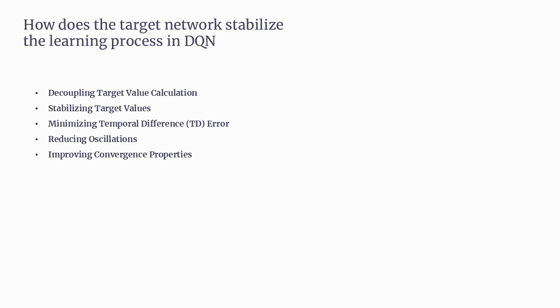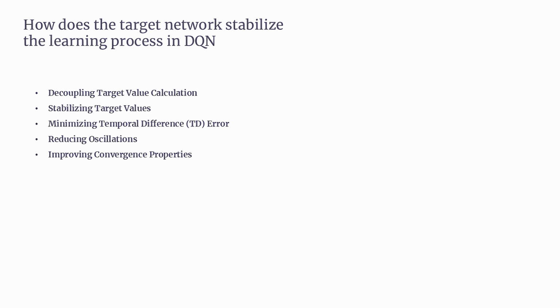The fifth, improving convergence properties. When training is stable and oscillations are minimized, the learning process becomes much more efficient. The target network ensures that the agent converges toward an optimal policy more reliably, helping it perform better over time.